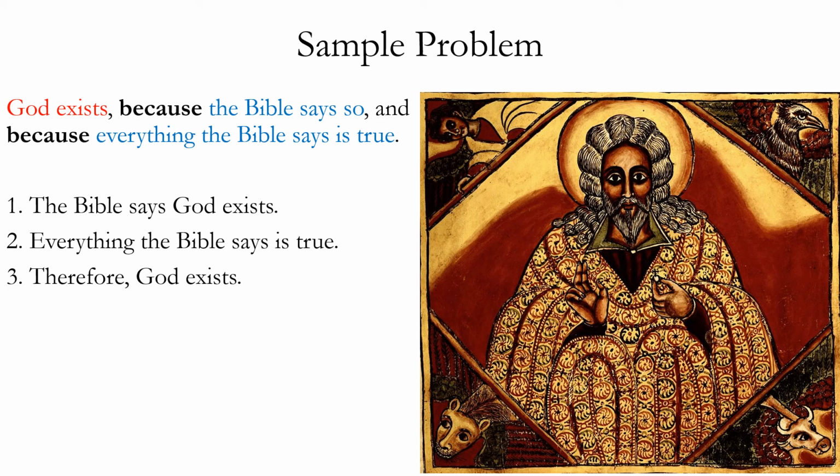The Bible says God exists. Everything the Bible says is true. Therefore, God exists. It's actually a valid argument. Valid means that if the premises are true, the conclusion must be true. So logically speaking, you might say it checks out. The problem is that the premises assume too much. So validity, being valid, is not all we care about in argument evaluation. We also care about how plausible the premises are, which we'll talk about in the next video.